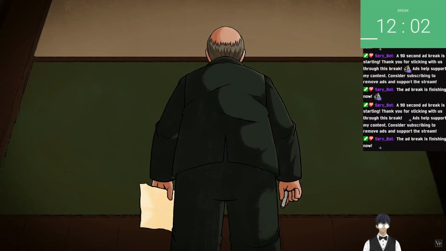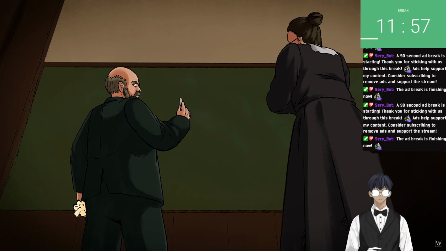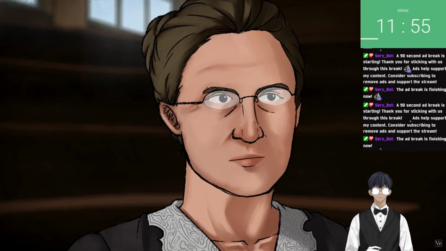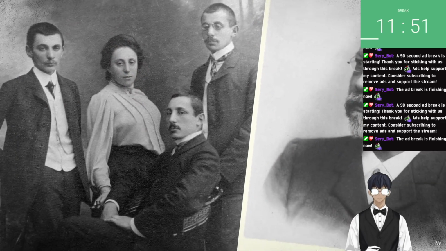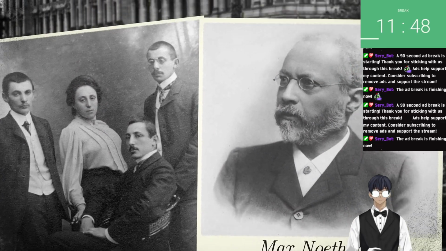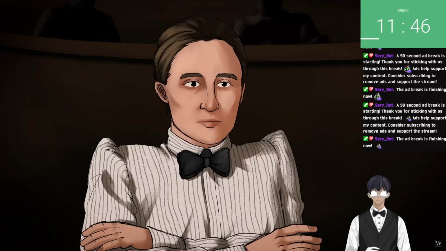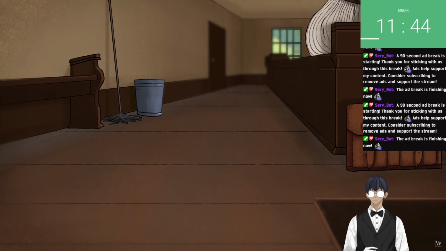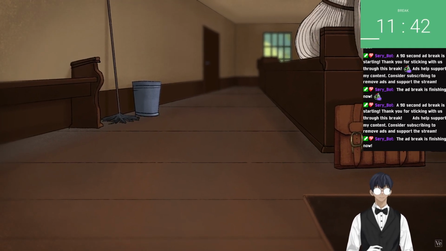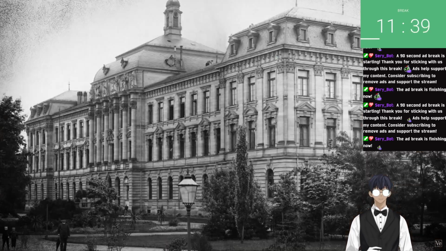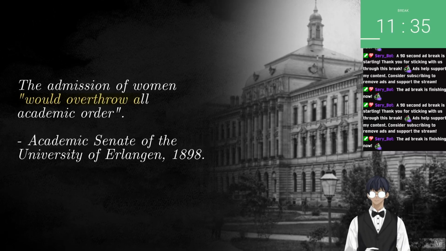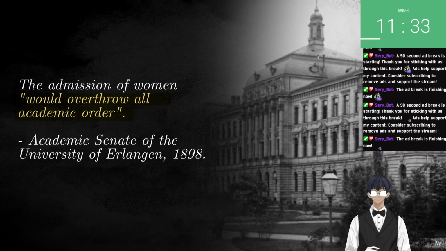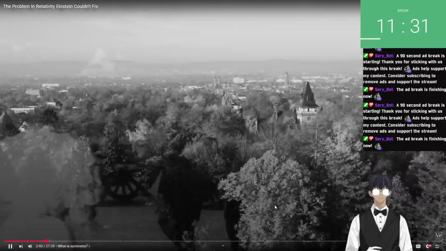Hilbert was stumped. Fortunately, he knew just the person for the job. His new assistant, Emmy Noether. From an early age, Noether had dreamed of following in the footsteps of her father, a mathematics professor at the University of Erlangen. She got special permission to attend lectures at the university, but they refused to admit her as an official student. The Erlangen Academic Senate held that the admission of women would overthrow all academic order. So, in 1903, she spent a semester.